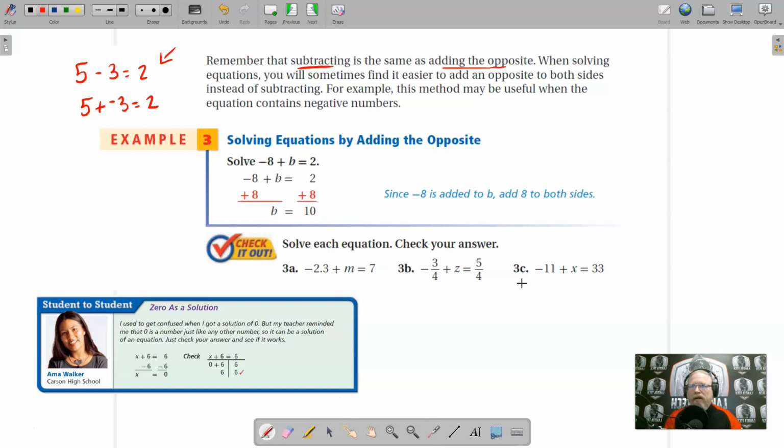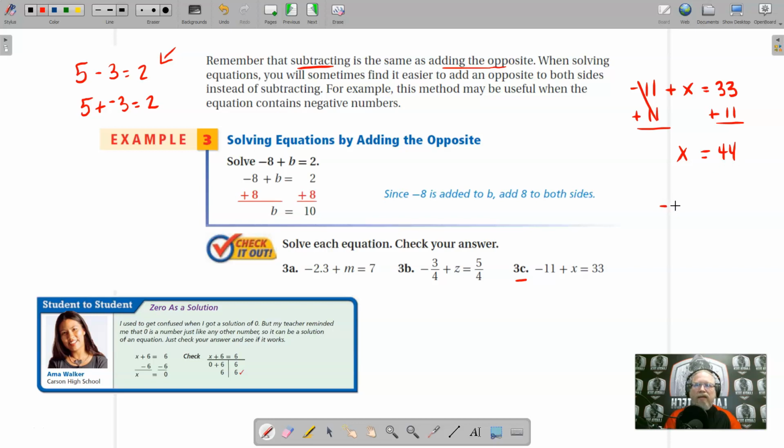Now, let's go ahead and do the third one here. And this is negative 11 plus x equals 33. So I have this negative 11. I want to get rid of it, so I'm going to add the opposite. So the opposite of negative 11 is positive 11. What I do to one side, I'm certainly going to do to the other. The 11s are going to cancel each other out, leaving me with just x on the left. And 33 plus 11 is 44.